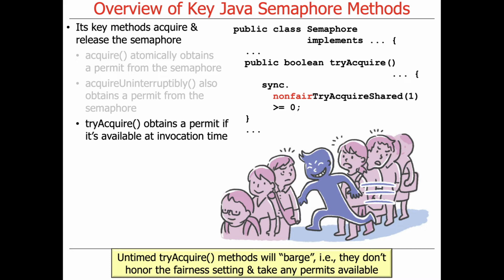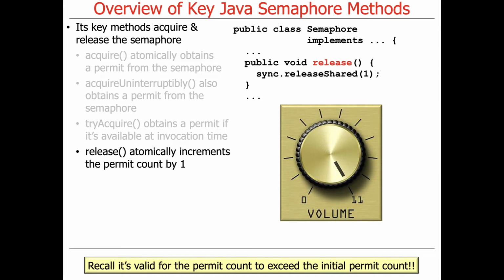The untimed version of tryAcquire, which is the one we show here, has a strange semantic, and it will barge. In other words, it will not honor the fairness setting. Remember we talked about there are two different types of semaphores, fair and non-fair semaphores. tryAcquire will not honor the fairness setting. It'll just try to get any permit that happens to be available when it's called. There's another method we'll talk about later that does a fair non-barging tryAcquire.